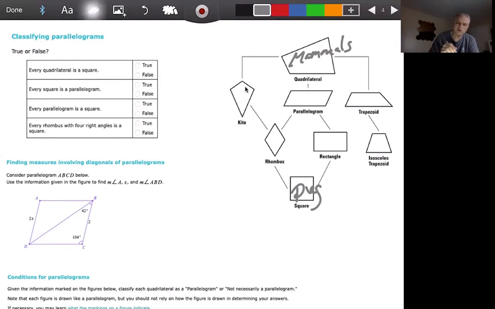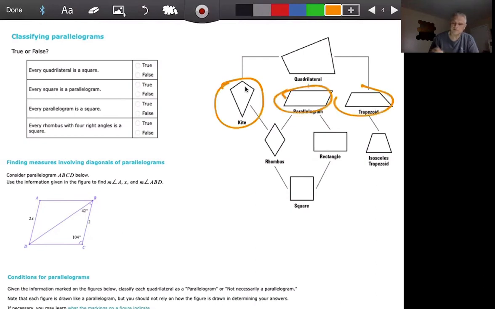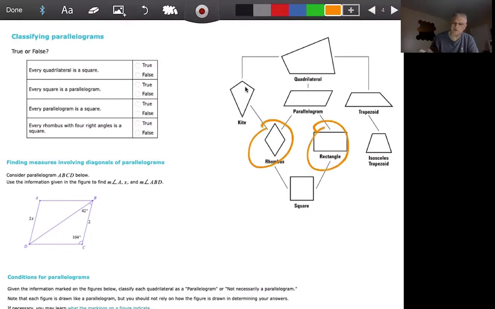If all you know is that a polygon has 4 sides, it's a quadrilateral. That's it. It could be convex, it can be concave, it could be a trapezoid, it could be a kite, it could be parallelogram, rhombus, whatever. If it's got 4 sides and it's a polygon, it's a quadrilateral. So quadrilateral could be one of these 3 things as well. And then, if it's a parallelogram, it might be a rhombus or a rectangle. And if it's both, it's a square.